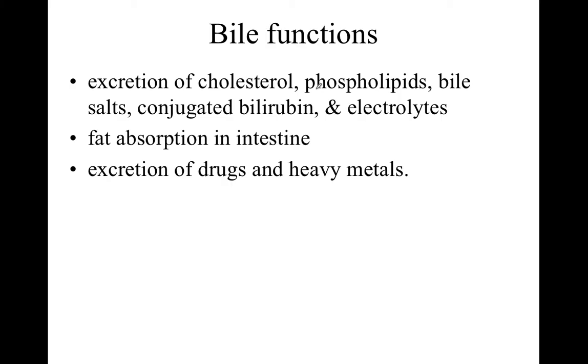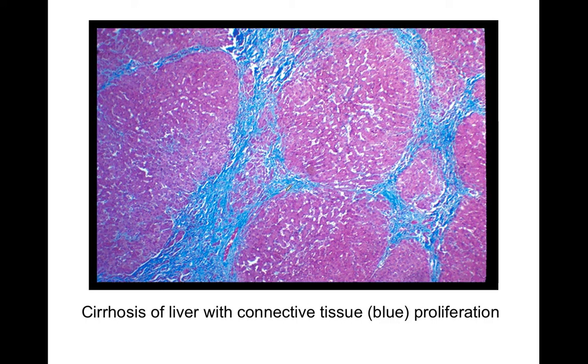For bile, the main function is the excretion of cholesterol, phospholipids, bile salts, conjugated bilirubin, and electrolytes. It also plays a role in fat absorption, and is very important in the excretion of drugs and heavy metals. Our body gets rid of these drugs and heavy metals through the bile secretion, which goes from the liver through the bile duct to reach the small intestine. One condition that can affect the liver is called cirrhosis.